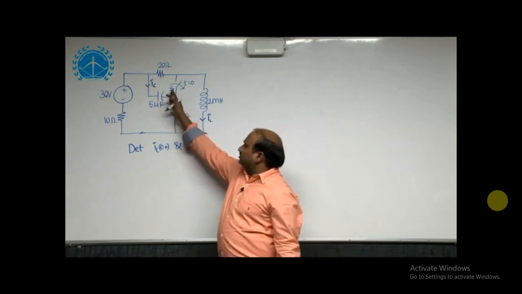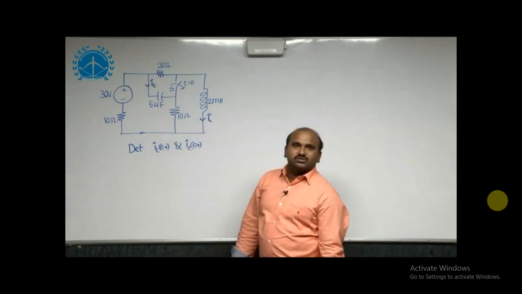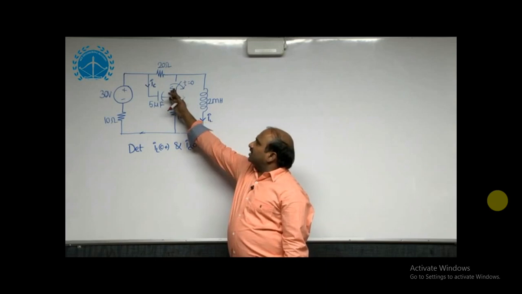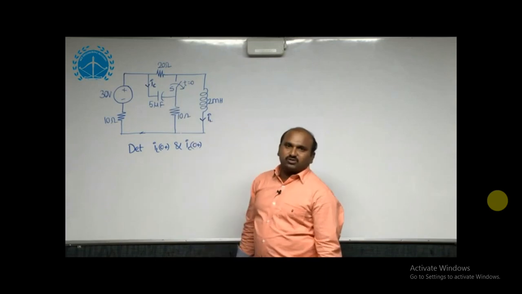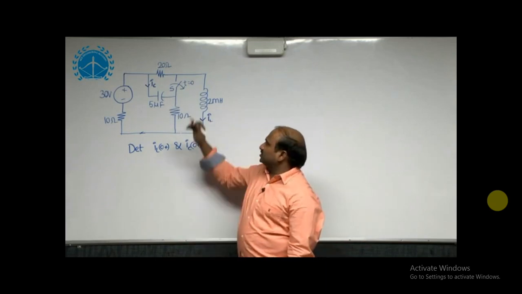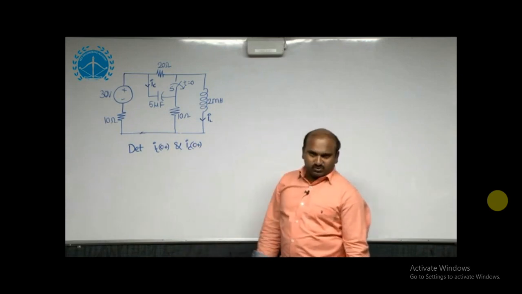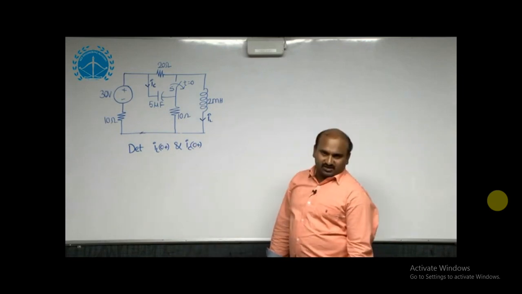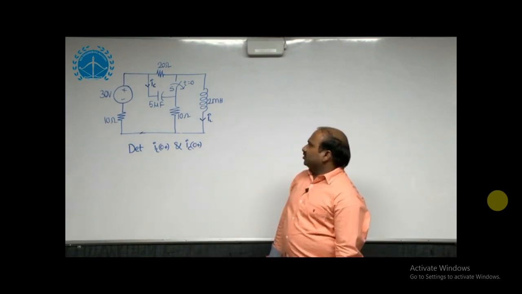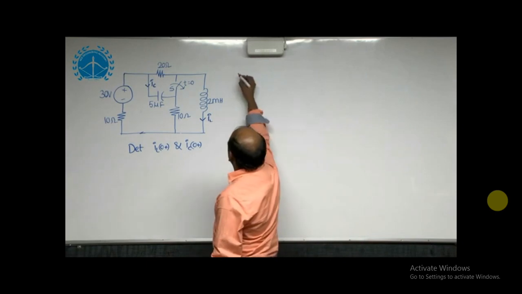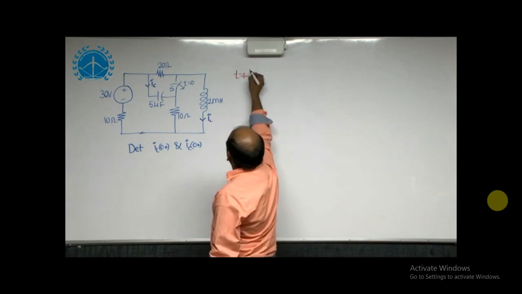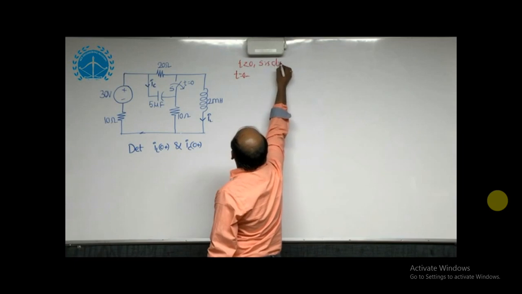Before t equal to 0, the switch position is closed. According to this, the switch is opened at t equal to 0. Before t equal to 0, the switch is closed. Now capacitor and inductors are affected by the 30 volt source. That's why they have initial values. To obtain the initial values, take t equal to 0 minus. Now for t less than 0, the switch is closed.